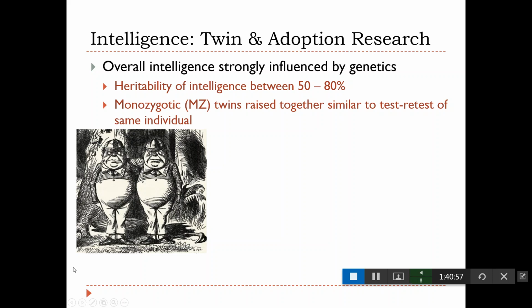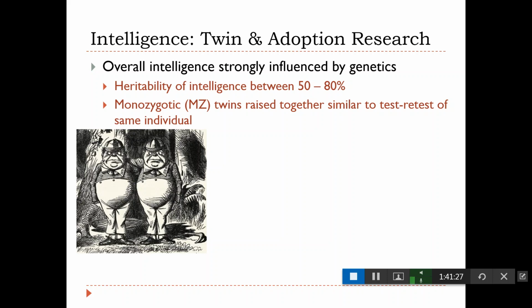And so overall, intelligence seems to be really highly influenced by genetics. Okay, so you can thank your parents for your brains. The heritability, remember that, told you these things tie into one another. The heritability of intelligence is between 50 and 80%. So remember, that's the idea that between 50 and 80% of the differences between people in intelligence can be explained by genes.